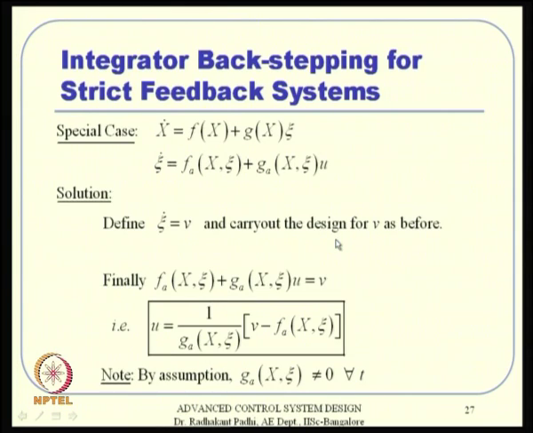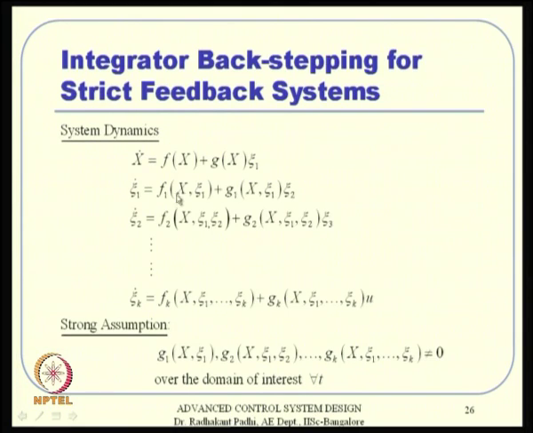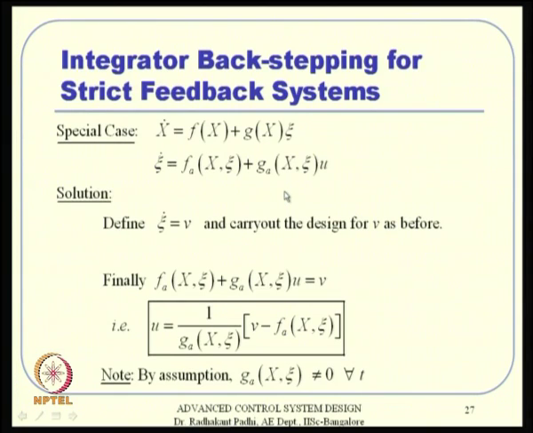Okay. So, what is the whole idea here? We will not worry so much about this functional dependency. Let us consider only the first two terms. Whatever is appearing here, f1 plus g1 times xi 2, I will simply define as a new variable. So, let us consider only that part of it: x dot is f plus g times xi, where xi dot is f a plus g a times u.